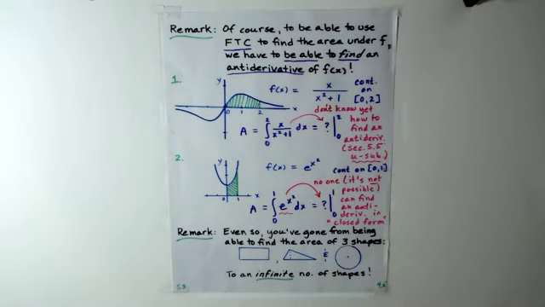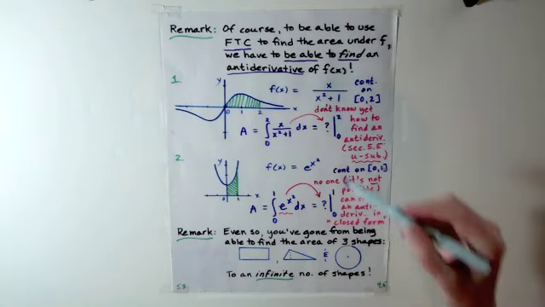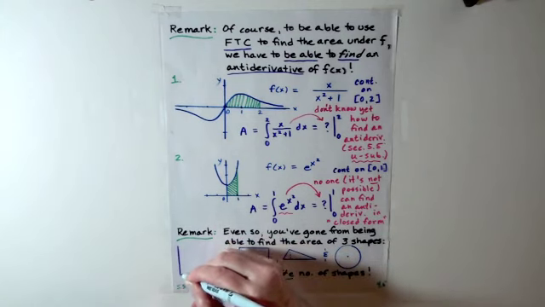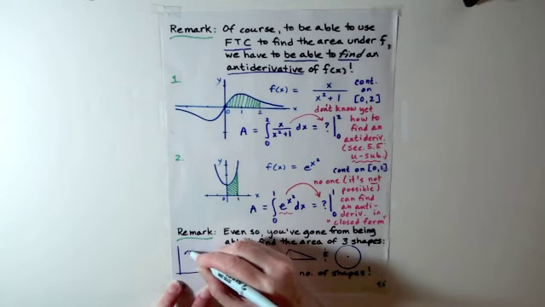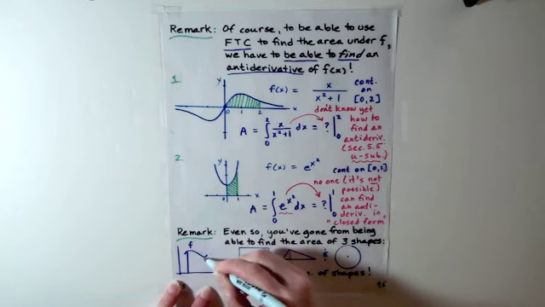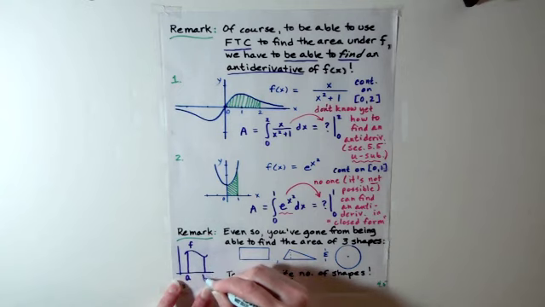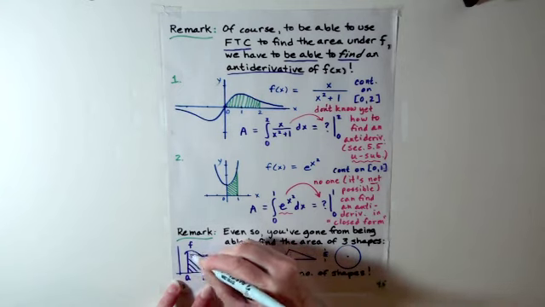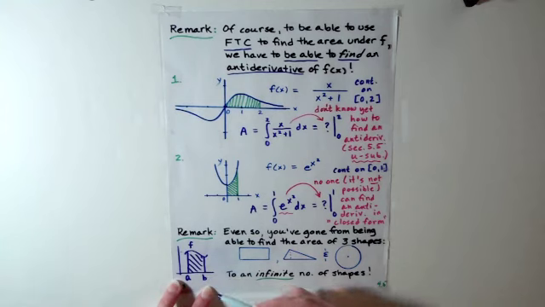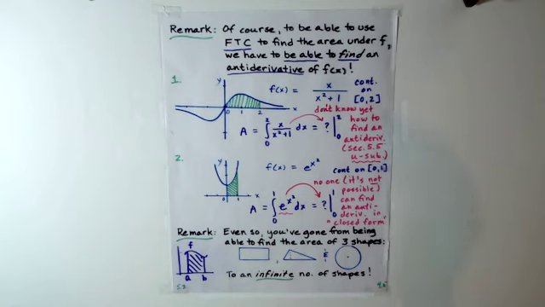Well, let me make one last remark. In spite of these problems that we talked about up here, there are an infinite number of functions that you can find the antiderivative of. So if I give you any function f that you know how to find the antiderivative of, then you're going to be able to use the fundamental theorem of calculus to find the exact area of this weird shape underneath that curve.